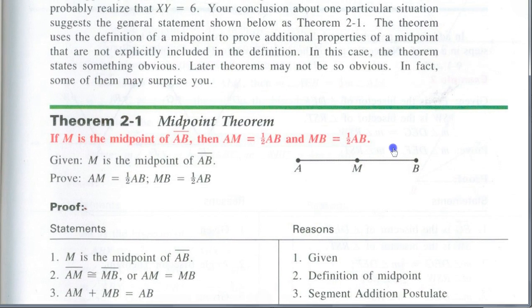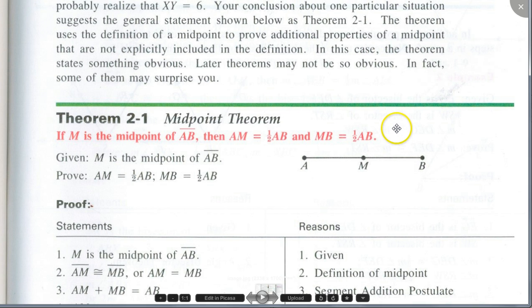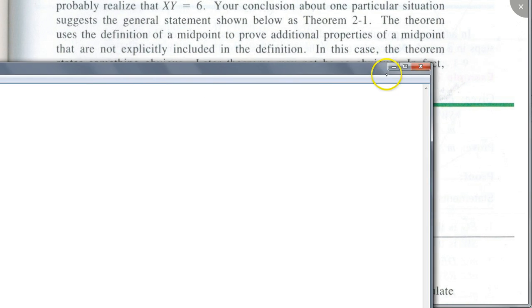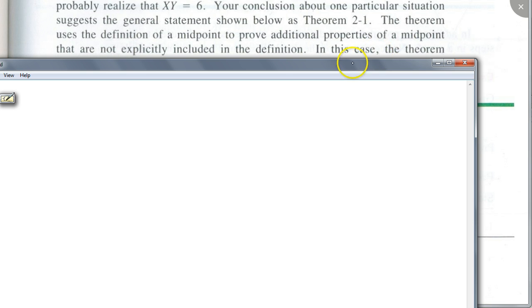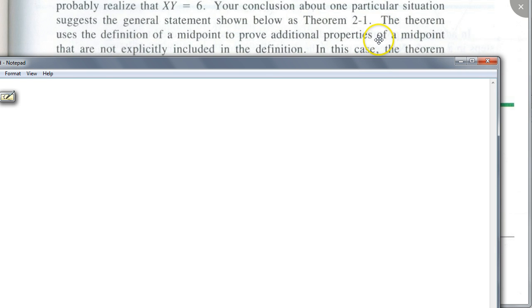So let's summarize this. Can somebody read the part that says the theorem uses the definition of? Who would like to read that part for us? Go ahead, sir. The theorem uses the definition of a midpoint to prove additional properties of a midpoint.